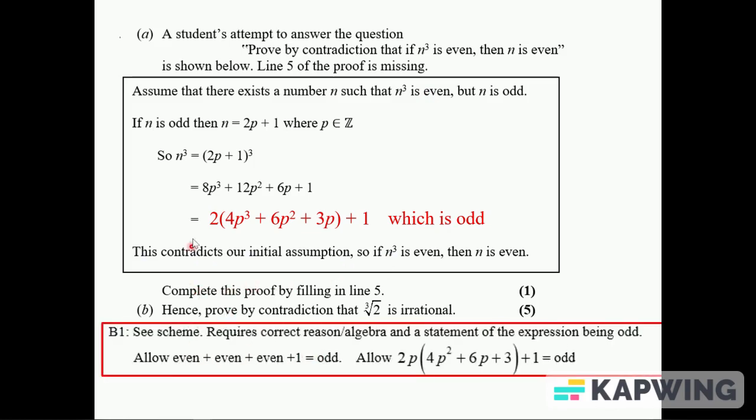I'll show you the mark scheme. You could have written even plus even plus even plus 1 is an odd number. That would allow that. But you need to have that word odd in there somewhere. You could even take a p out of there and write it like that.